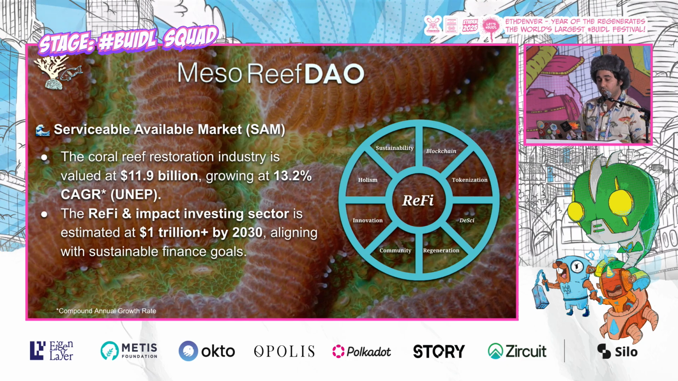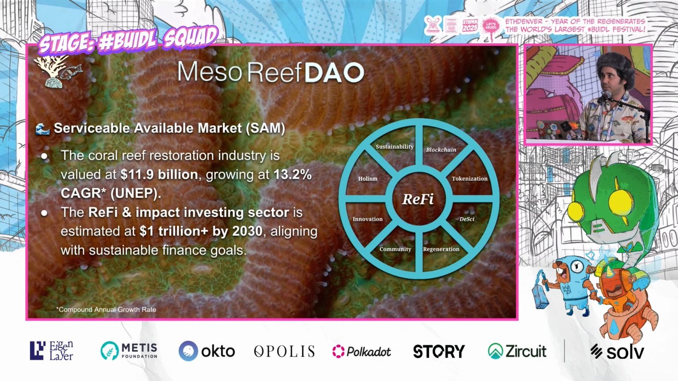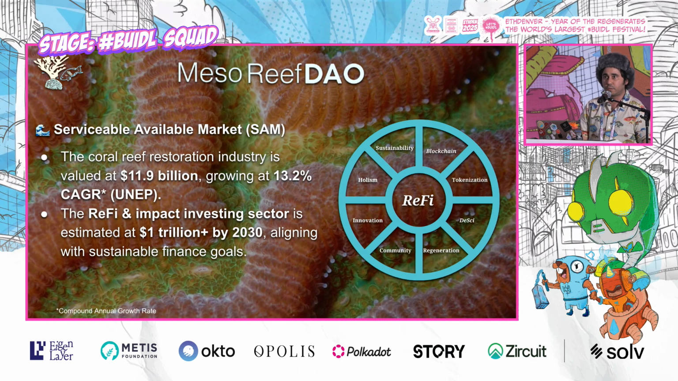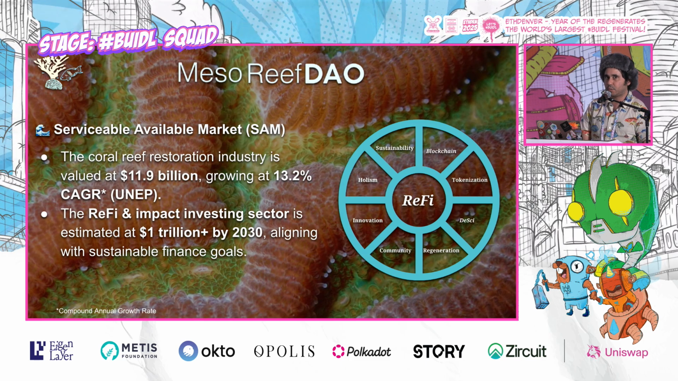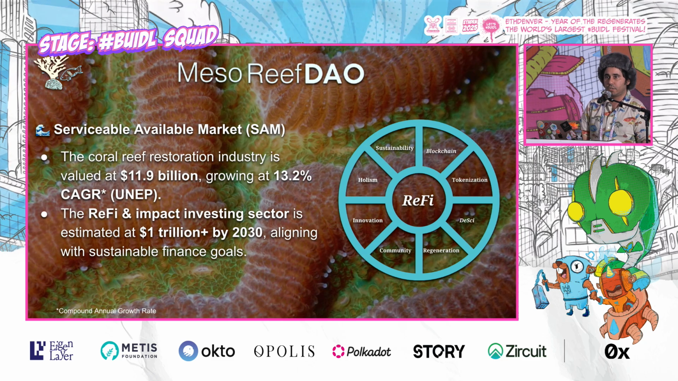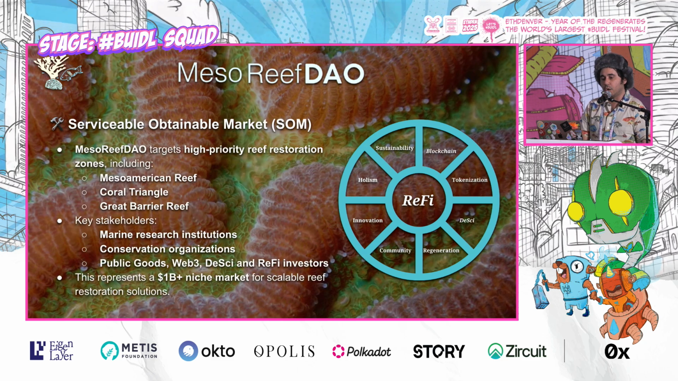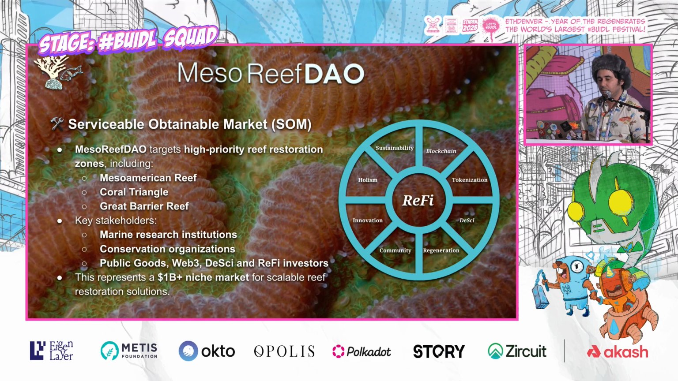13.2% annually. The ReFi impact investing sector, all the DeFi structures and all that, will be around 1 trillion by 2030. And basically it's quite aligned with the sustainable financial goals by the UN and other entities, the World Economic Forum and all that. So essentially, these are the serviceable obtainable market that we just evaluated.